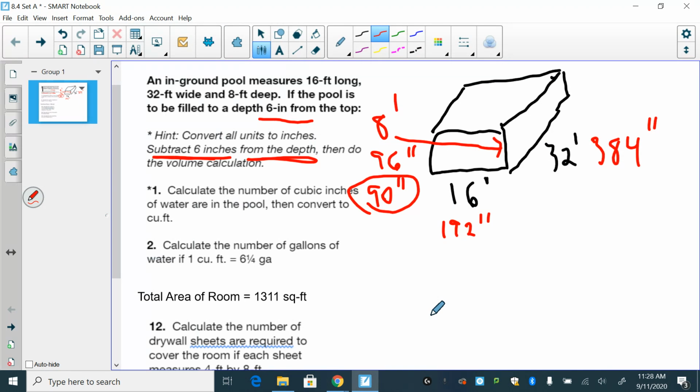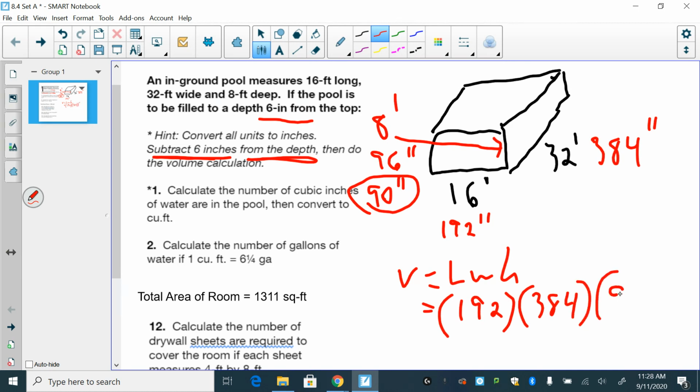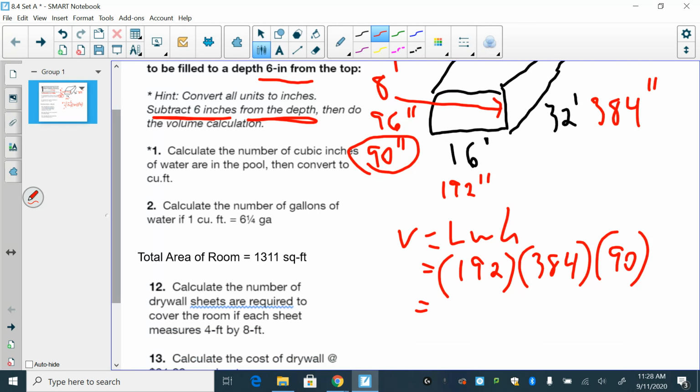Height and depth are the same thing. Okay, so we've got volume equals length times width times height. So you've got the 192. If you wrote 384 first, doesn't really matter, 384. And then of course the trick with this one is the 90. So don't use 96, because we're not filling it right to the top. Okay, so you're going to do 192 times 384 times 90, and you're going to get a fairly big number here. So 6,635,520. So you got over 6 million, and that's cubic inches.